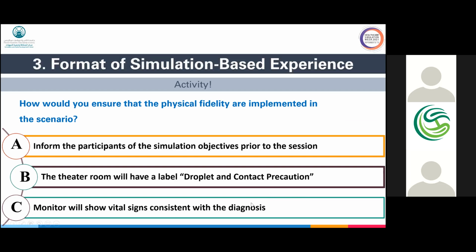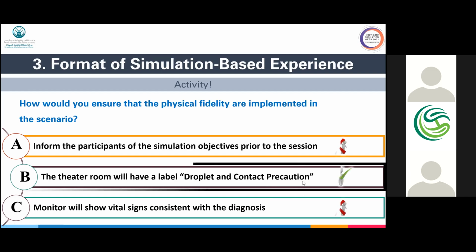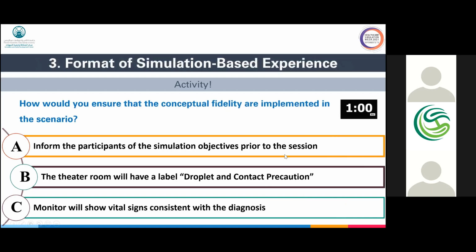Okay, so the answer for this question is B. The theater room will have labeled droplet and contact precautions. Okay, the second question is how to ensure the conceptual fidelity is implemented in this scenario. The same options. You have 1 minute.